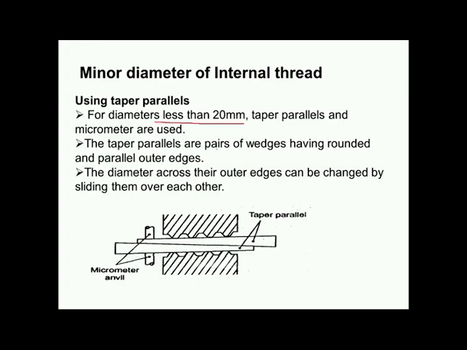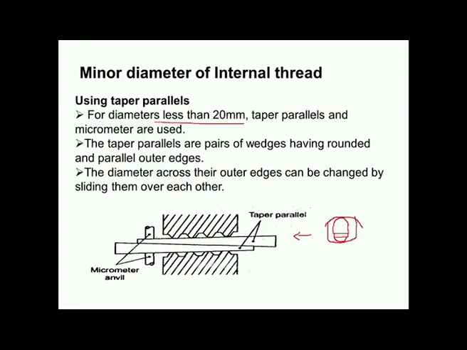These taper parallels are pairs of wedges having rounded and parallel outer edges. When we look from this side, the parallels will look like this. They have a rounded edge, so this curved surface will come in contact with the screw thread. Like this. Again, another wedge is used, a pair of wedges are used. Again, this is the rounded edge and this is the screw thread.